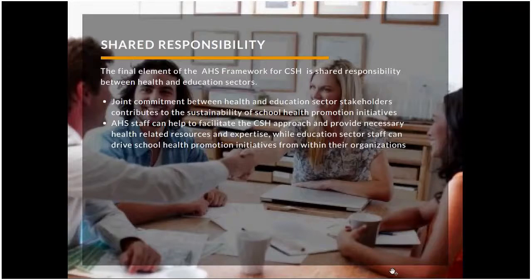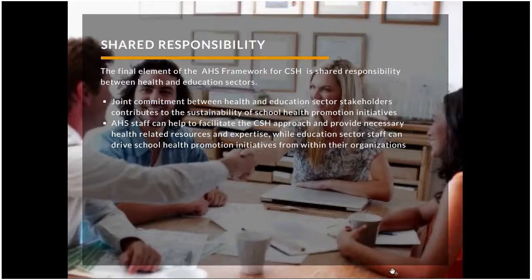The final piece of the AHS framework for comprehensive school health is shared responsibility between health and education sectors. Health and education are interdependent. Learning environments that support and promote student wellness can be created through joint efforts of the health and education sectors and other partners. This type of joint commitment also contributes to the sustainability of school health promotion.